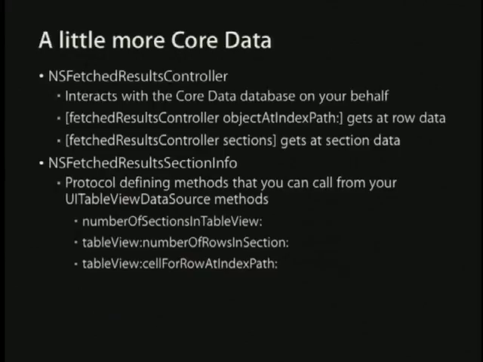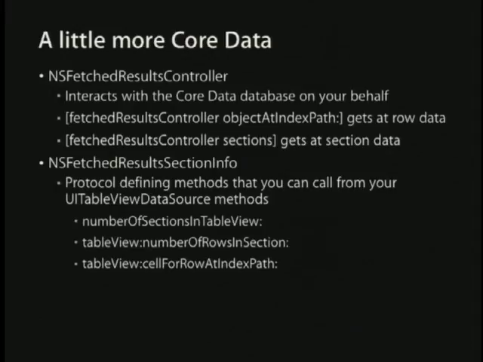And so those questions are number of rows in table view, number of rows in section, and cell for row at index path. So there's a method that you can call, obviously, right there, sections, which returns the NSArray. And the count of items in that array is basically the answer to number of sections in table view. Then there's NSFetchedResultsSectionInfo. You can ask it how many rows there are in it. Basically, you can ask it how many items it has. And that'll be the answer to number of rows in section.